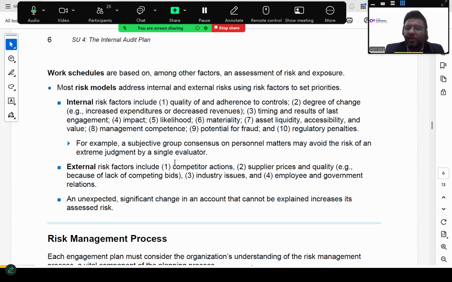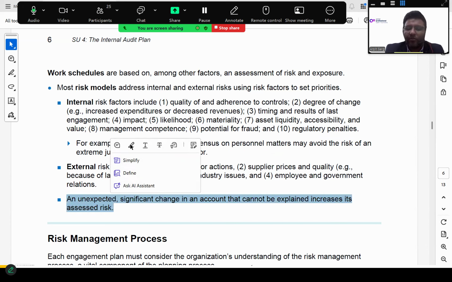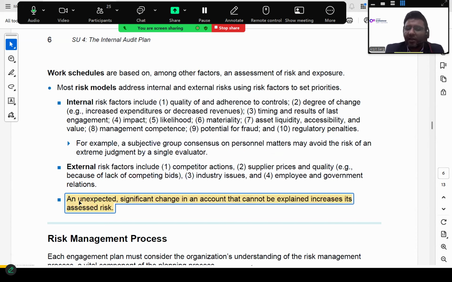External risk could be competitor action, supplier prices and quality changes, industry issues, employee and government relations issues, and unexpected significant change in an account that cannot be explained increases risk. This is important, people. Can you all read it? What will increase the assessed risk? Can you all say that? An unexpected significant change in an account that cannot be explained increases its assessed risk.